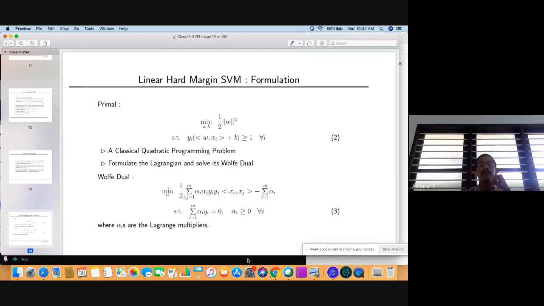So let's do a recap. What is SVM? SVM is a hyperplane learning algorithm.